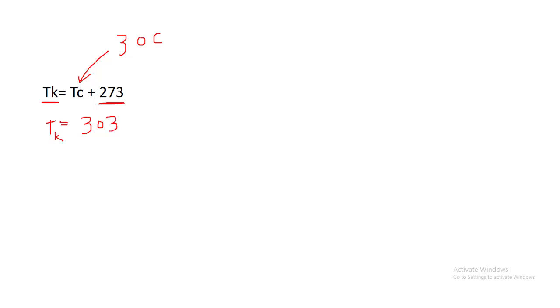So we changed Tc, which was 30 degrees Celsius, into Tk, which is equivalent to Tc, but the value for Tk will be 303 Kelvin. You shouldn't forget the unit at the end. So this is how you solve. This is how you find Tk. The Tc will be given, you add it with 273, and that would be your answer.